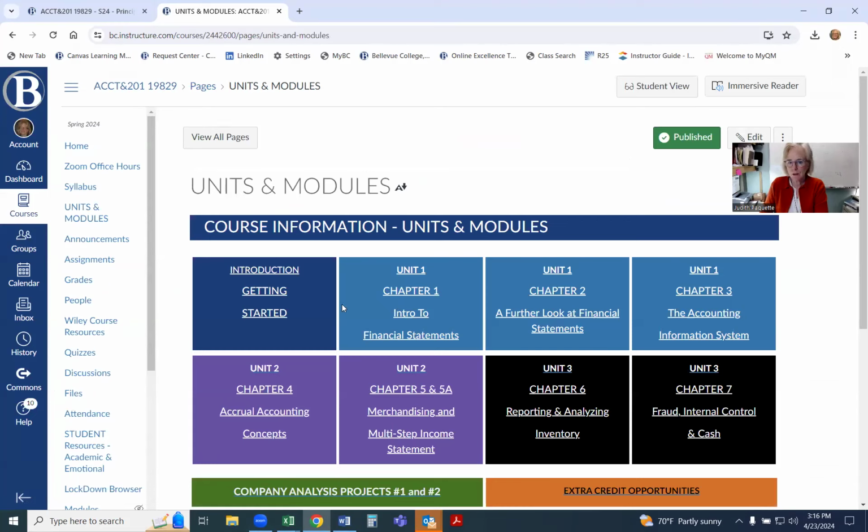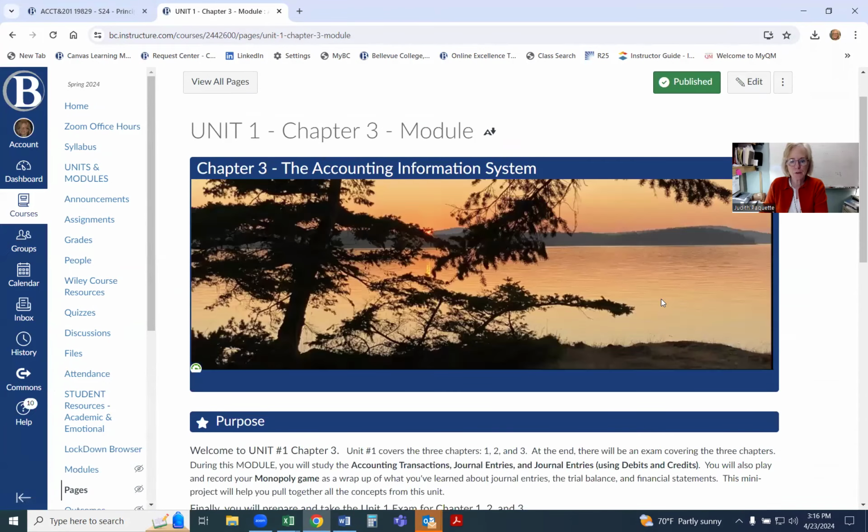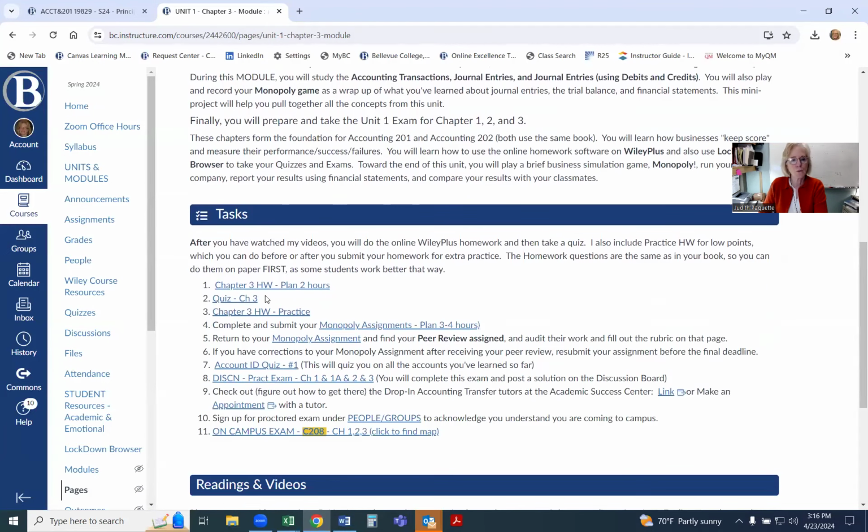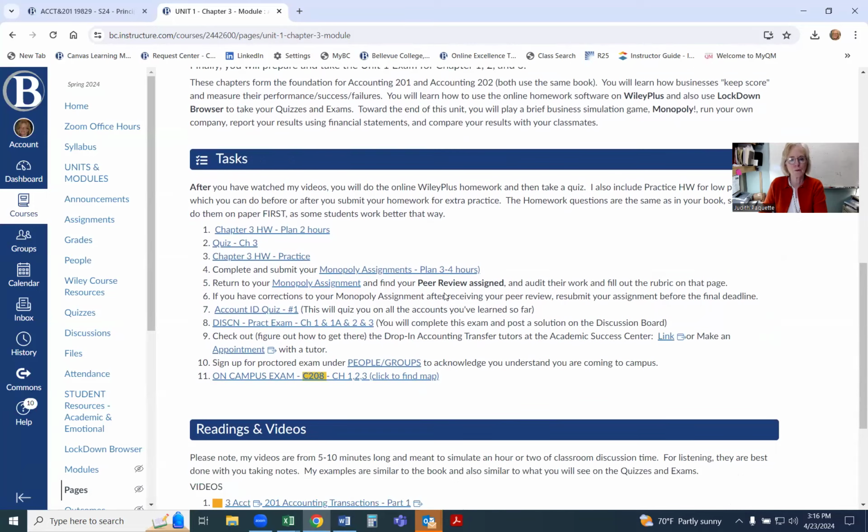So see how it's all blue here. Chapter 3, similar to all the others, you have your homework, you have your quiz and so forth. The project is in here, the Monopoly. Now we're adding the account ID quiz and the practice exam because this is the last chapter in unit 1. The last chapter in each of the units will have the account ID quiz for that unit and the practice exam.